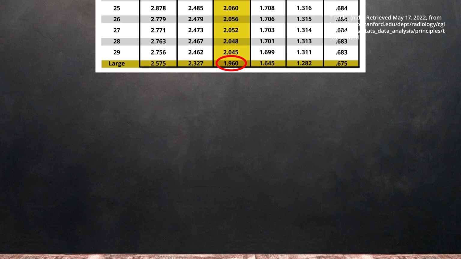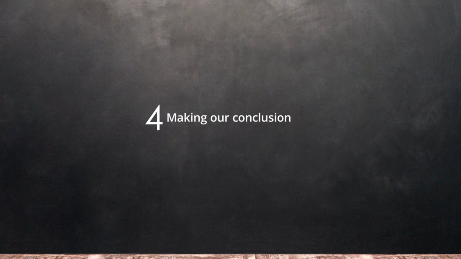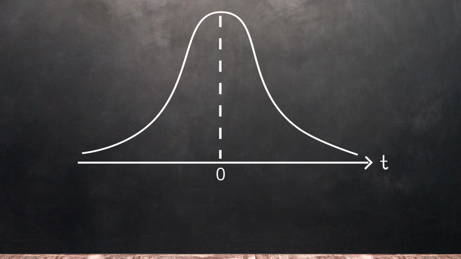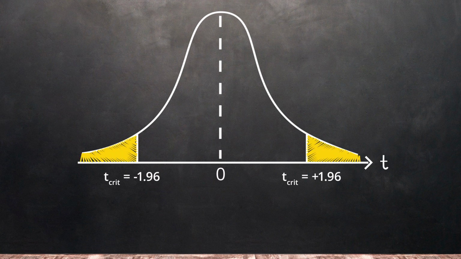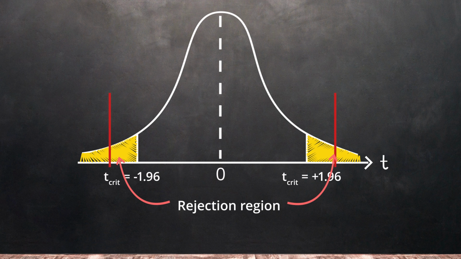Now that we have both our t observed and our t critical, we are ready for step 4. In this step, we want to compare the positions of t observed and t critical. Since this is a two-tailed test, our t-critical exists on both the positive and the negative tails of our distribution. The regions that are more extreme than our t-criticals are our rejection regions. We want to determine whether our t observed sits in either of our rejection regions or not.